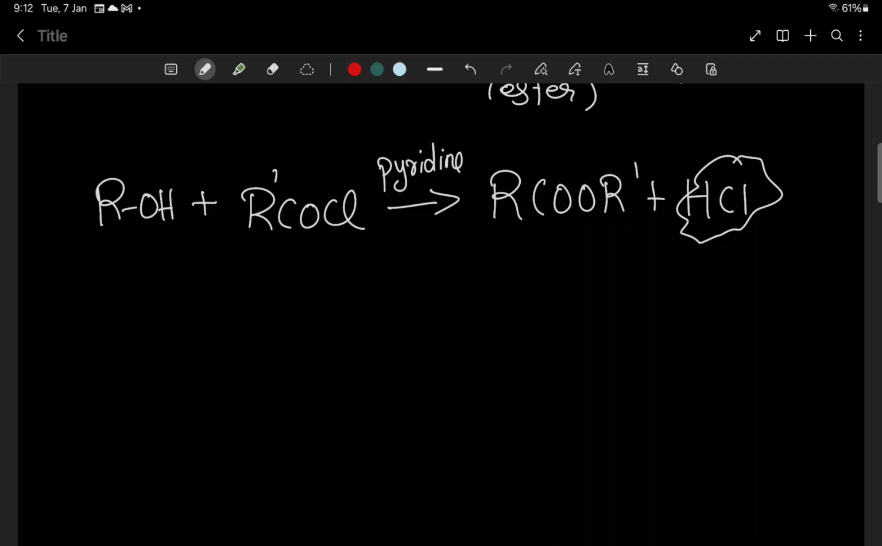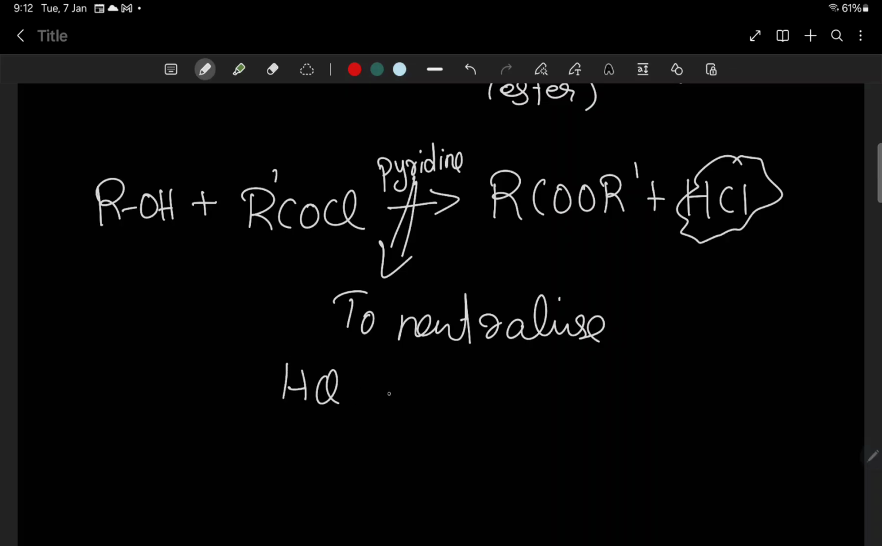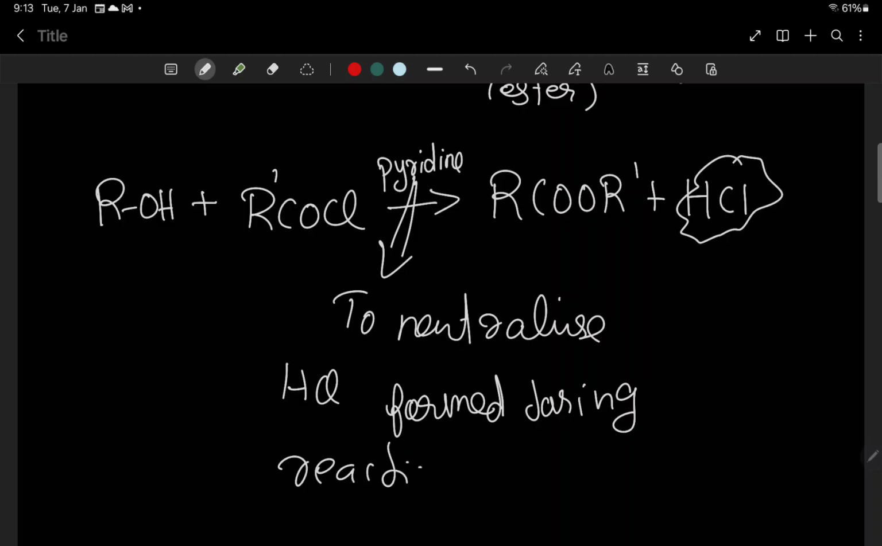It's written here. Why do we use pyridine medium? To neutralize the HCl formed during the reaction. It shifts the equilibrium to the right hand side.